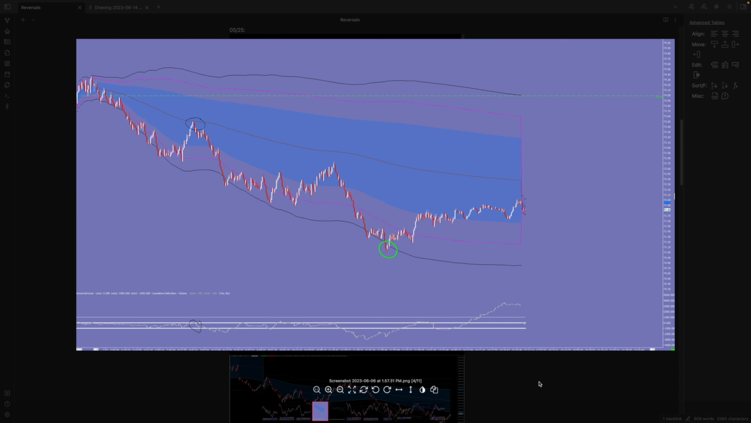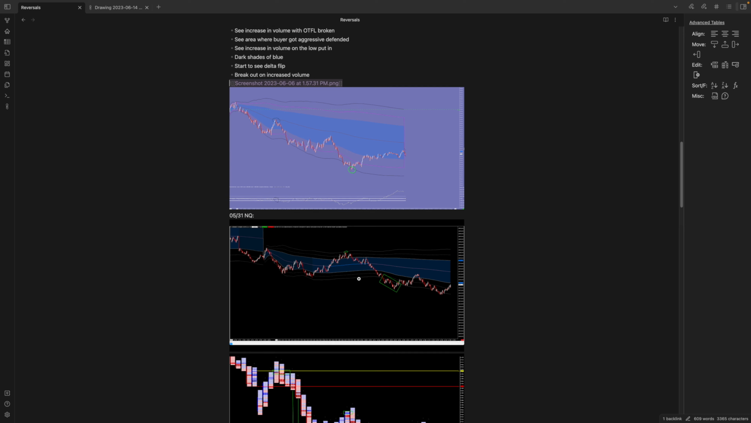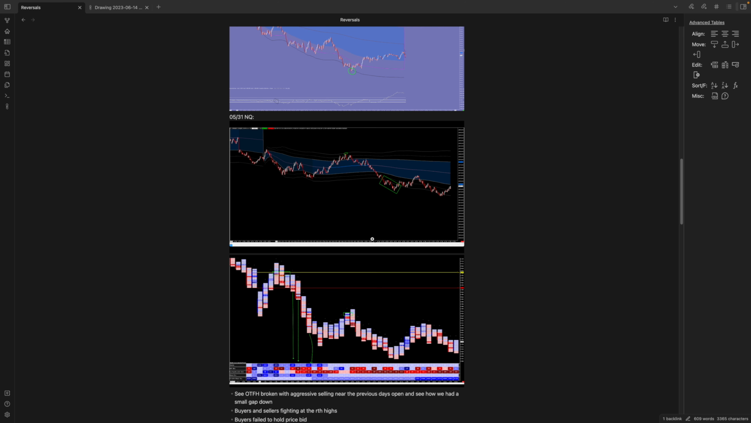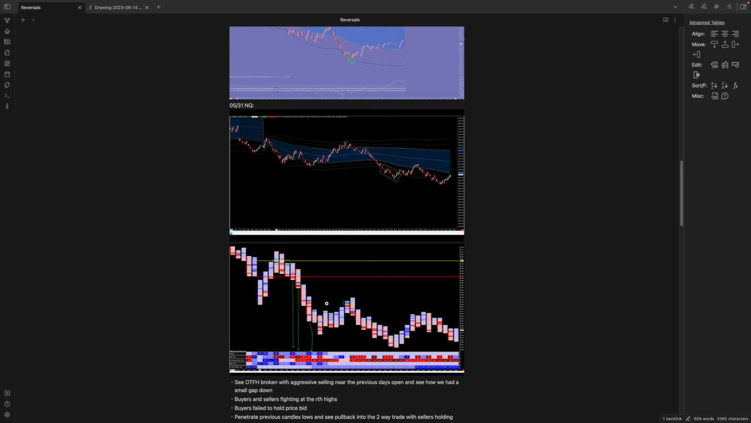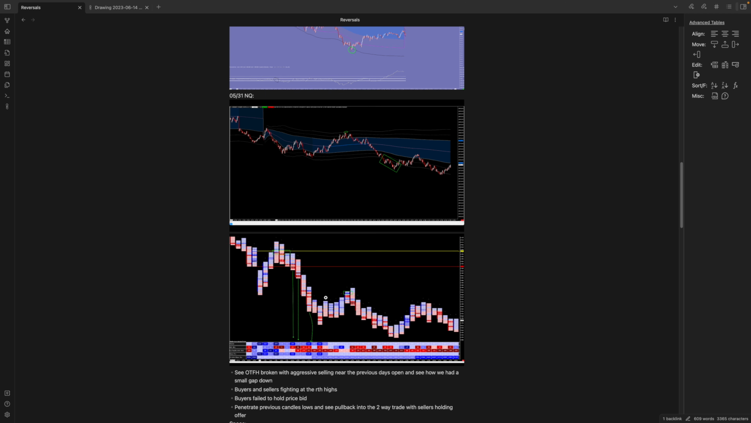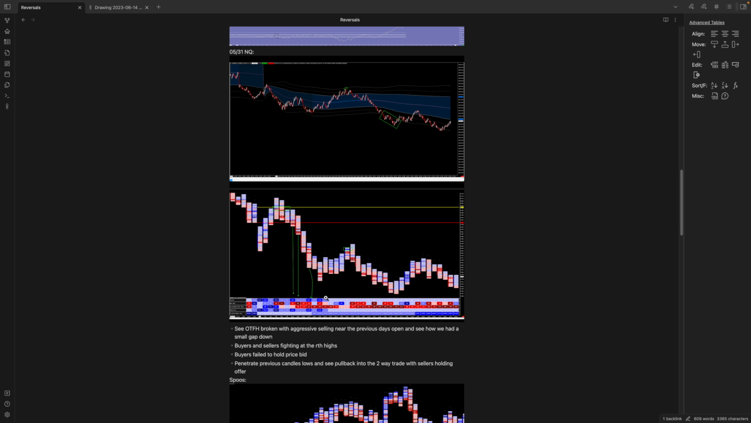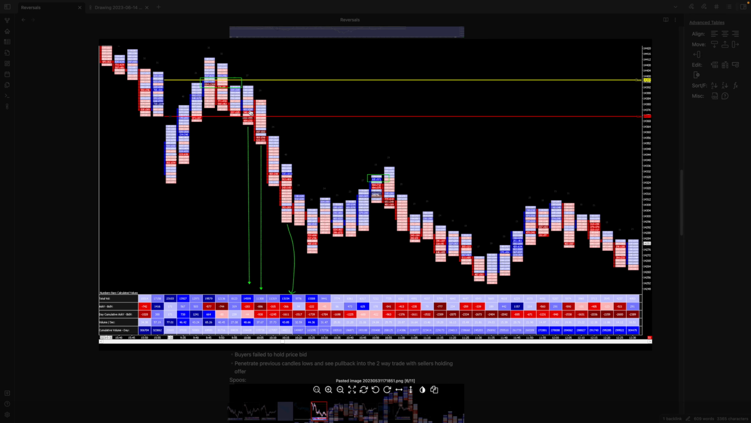And this is also at -2 standard deviation, so just like an extra bit of confluence. So this is, we see one time framing higher, broken with aggressive selling near the previous day's open, and see how we had a small gap down. Buyers and sellers are fighting at the RTH highs. Buyers fail to hold price bid, and we penetrate the previous candle's low and see a pullback into the two-way trade with sellers holding the offer.